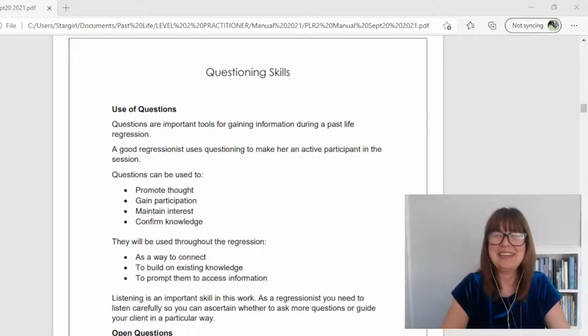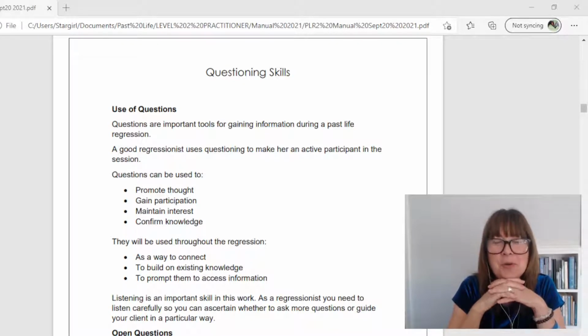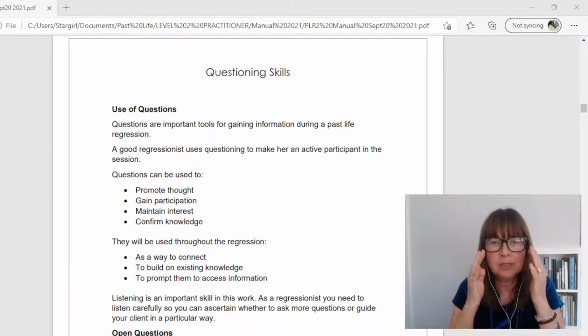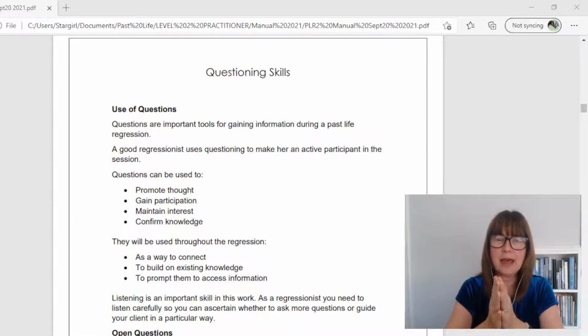Hello, welcome back. Let's move into questioning skills. So, the use of questions. Questions are important tools for gaining information during a past life regression. A good regressionist uses questioning to make her an active participant in the session.